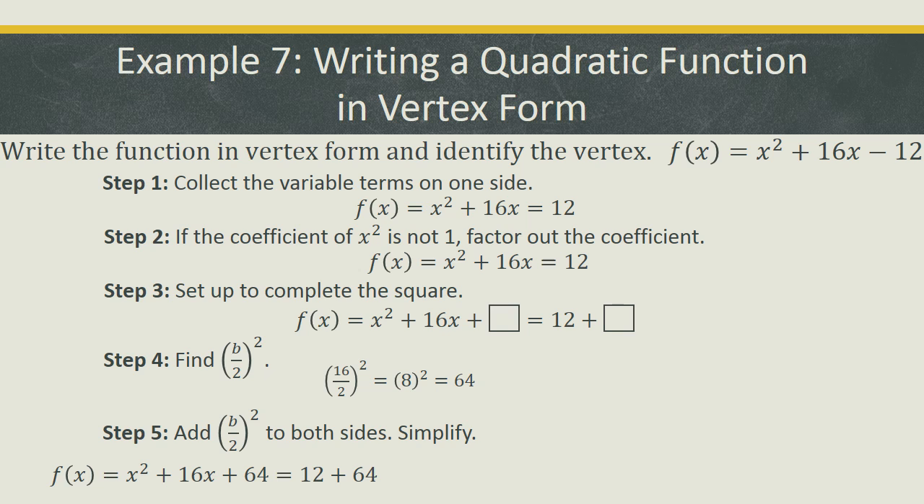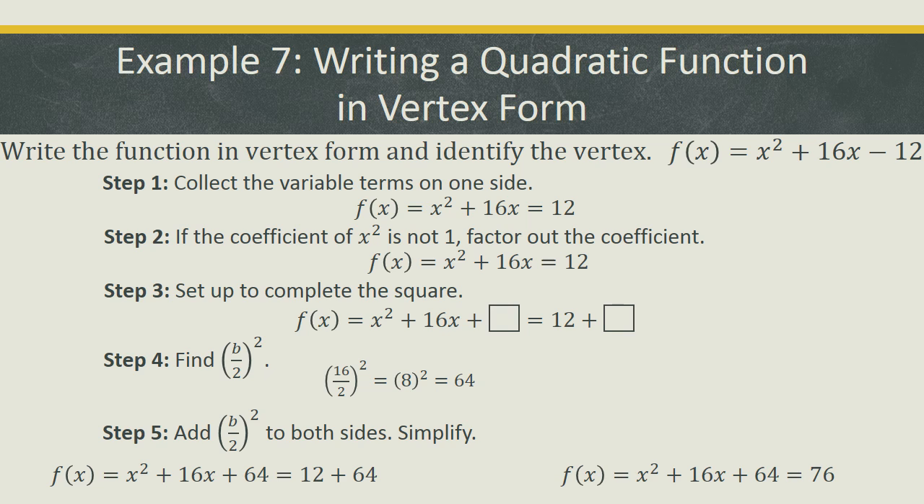This one here, I don't have a coefficient. I didn't factor anything out here, so I don't have to worry about multiplying the 64. It's just a 64 to plug in. Simplify this. You add the 12 and the 64. You get 76.